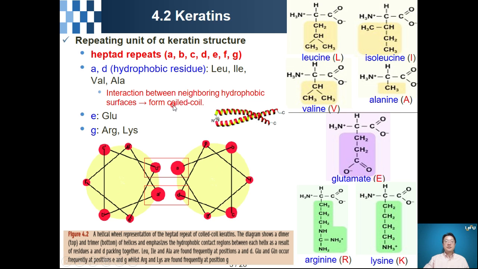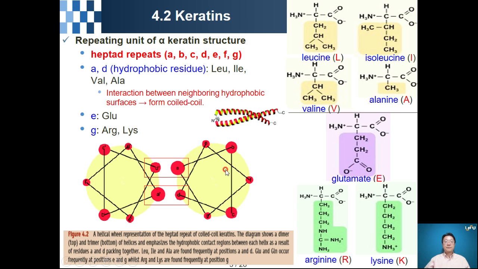The interaction between neighboring hydrophobic residues forms the coiled coil structure. Because this is an interaction between hydrophobic residues, it is not a strong interaction. So when they form the coiled coil structure, the interaction happens, but it is not strong.